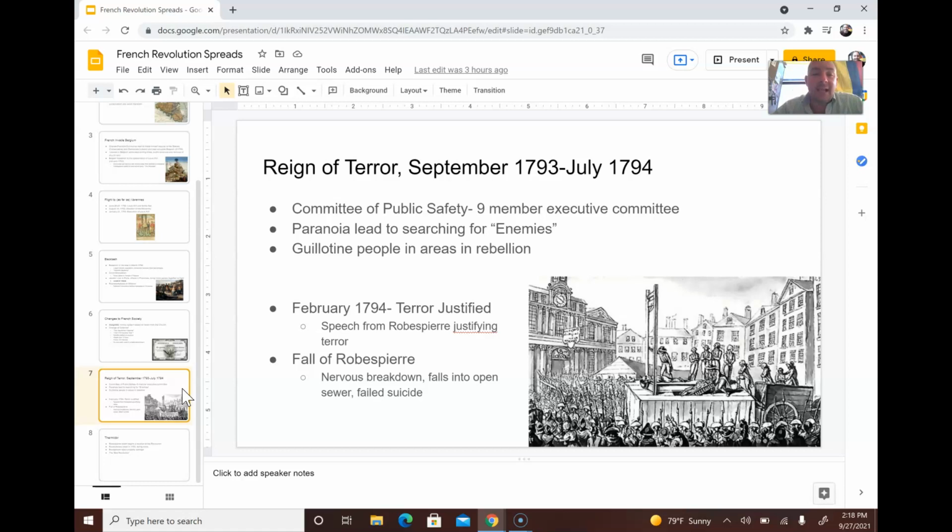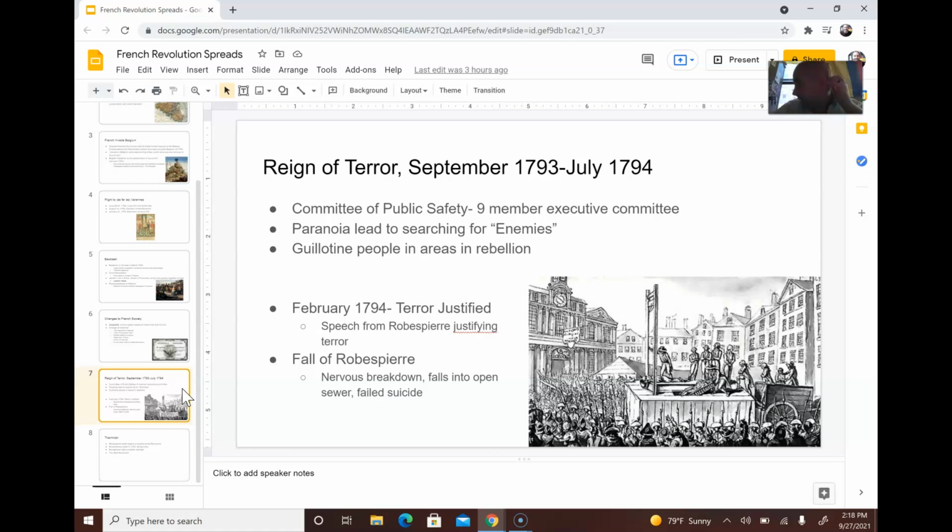And again, this is not all equal. Most of the people who are guillotined come from the heavily resistant areas, right? So the Vendée, other parts of northern France, southeastern France, near the border with what is today Italy. All this time, though, Robespierre is becoming more and more nervous. He survives an assassination attempt.